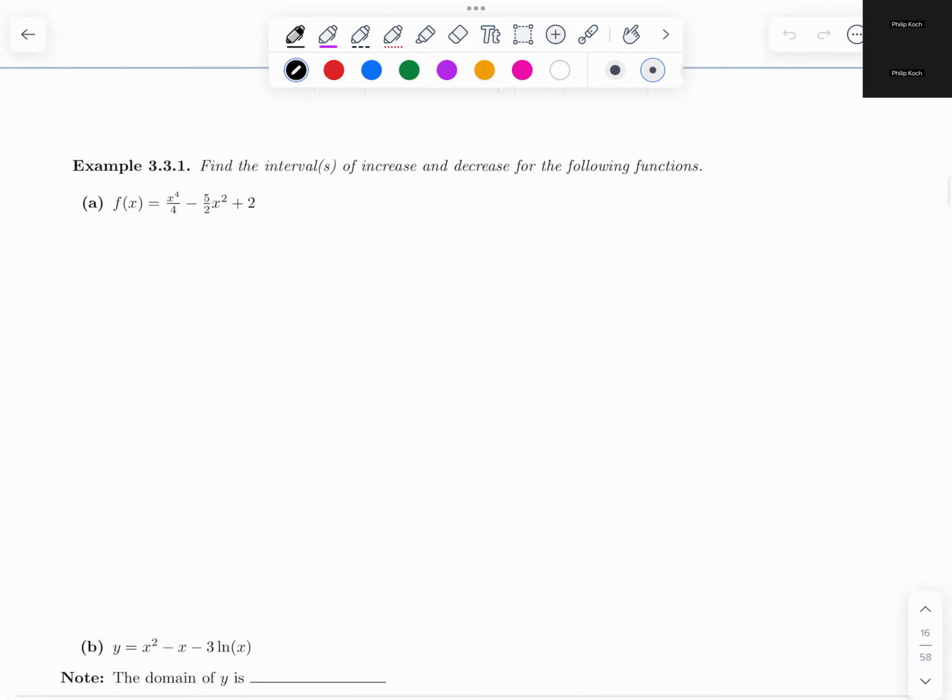So find the intervals of increase or decrease of the following function. F of x equals x to the fourth over 4 minus 5 halves x squared plus 2.